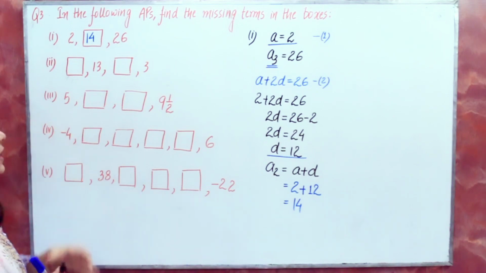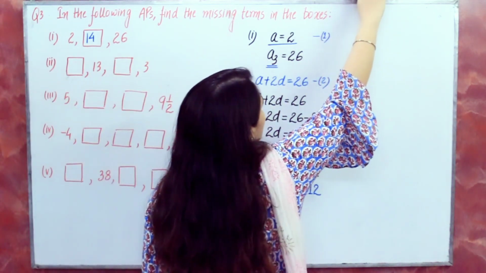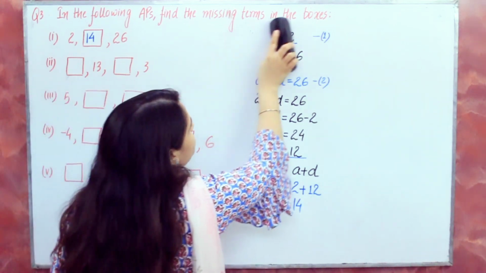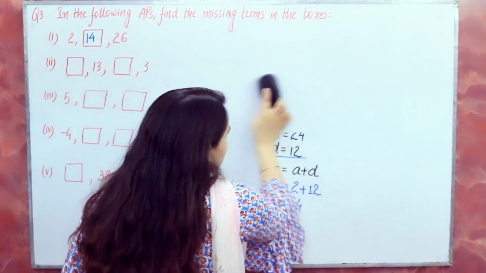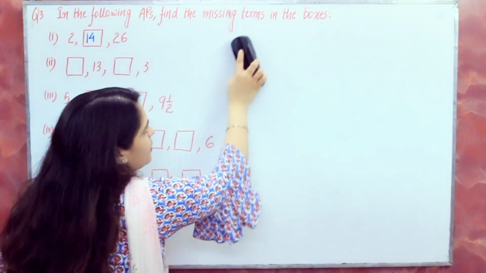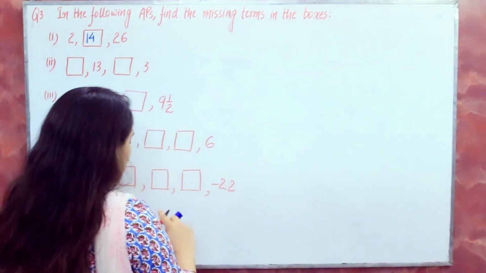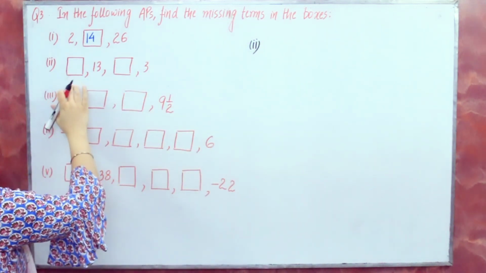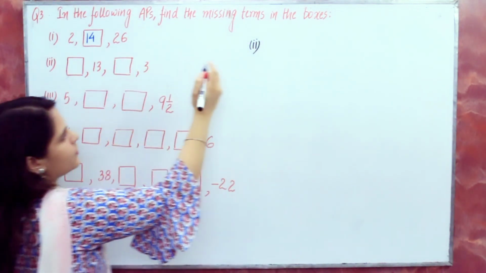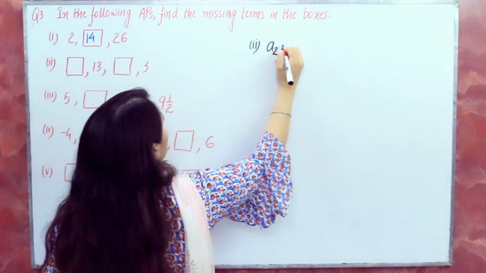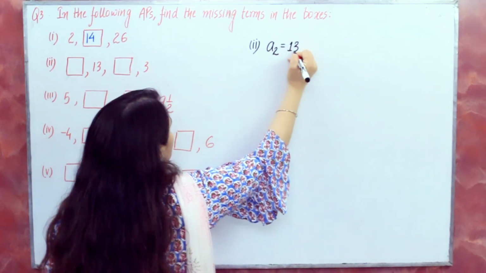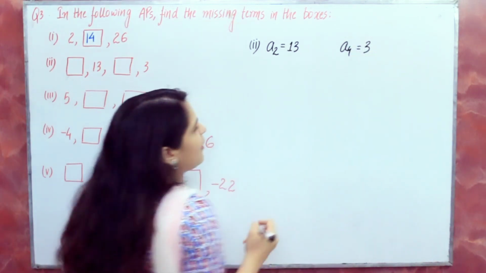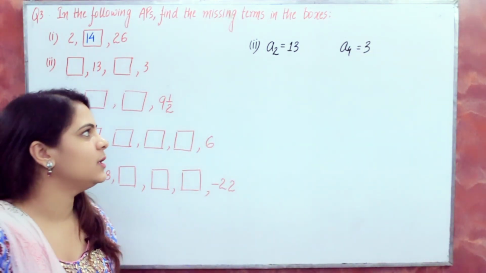Now I'll move to our second part. You can take a screenshot or you can copy it down. Okay. Now in the second part we have the second term and fourth term. Our second term is equal to 13, whereas the fourth term is equal to 3. We have to find our first term and third term.